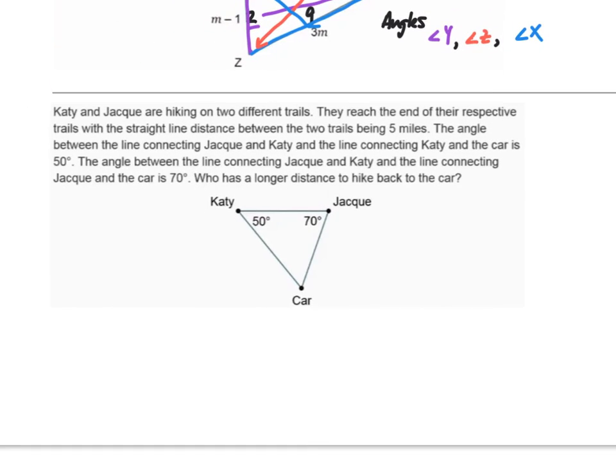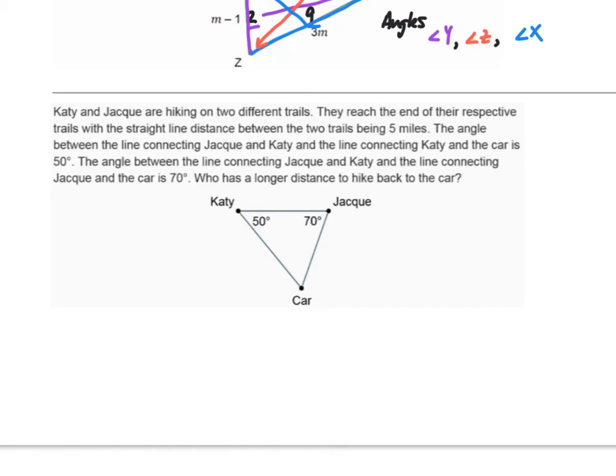All right, last question on this page. Katie and Jacques are hiking on 2 different trails. They reach the end of their respective trails with a straight line distance between the 2 trails being 5 miles. The angle between the line connecting Jacques and Katie and the line connecting Katie and the car is 50 degrees. The angle between the line connecting Jacques and Katie and the line connecting Jacques to the car is 70. Who has a longer distance to hike back to the car?